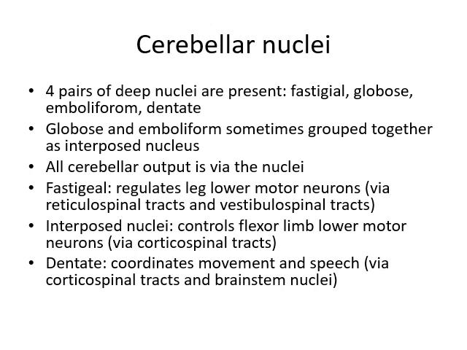As I mentioned on the previous slide, all output is via the nuclei. The fastigial nucleus is specialized to regulate the lower motor neurons of the leg. It sends out tracts to the synapses of the lower motor neurons, regulating how they respond to upper motor neurons, and it does this via the reticulospinal tracts and the vestibulospinal tracts. The reticulospinal tracts regulate tone and posture, so that makes sense. They synapse with the corticospinal tracts at the lower motor neuron, regulating the tone and posture of the muscle innervated by the lower motor neuron, while the vestibulospinal tracts are responsible for equilibrium and maintaining balance.